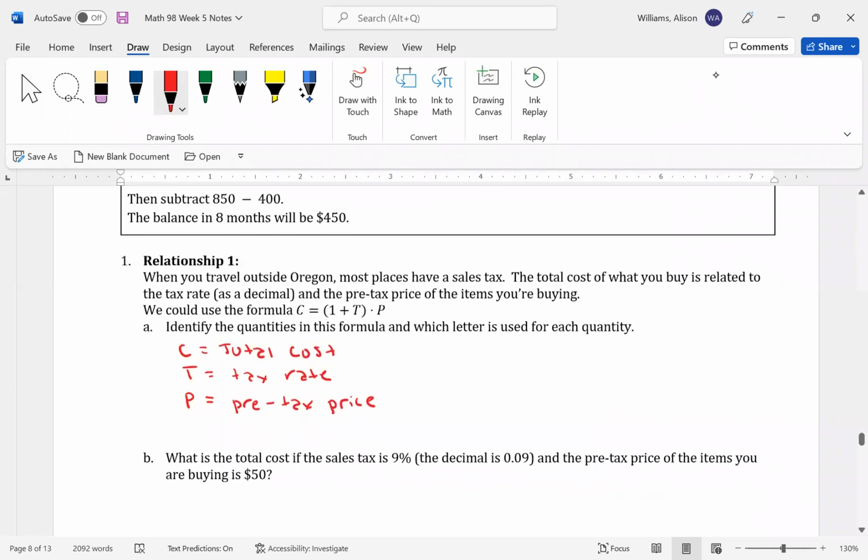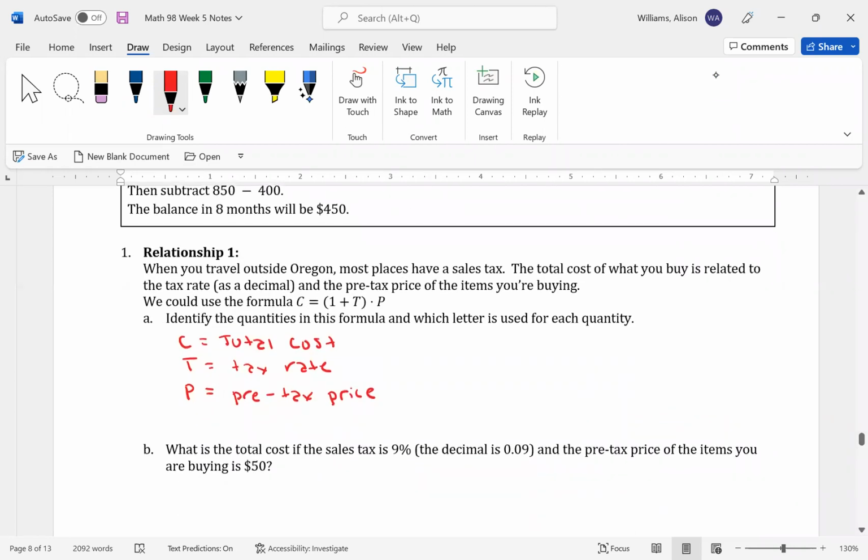All right. Okay, so what is the total cost if the sales tax rate is 9%, which means the decimal would be 0.09, and the pre-tax price of the items you're buying is $50? Okay, so we're going to find, using this formula, what that comes out to. So C equals 1 plus, okay, T is the tax rate, which is 0.09. So I'm going to write that in for T. I'm going to close the parentheses and then times P, which is the pre-tax price, or $50.